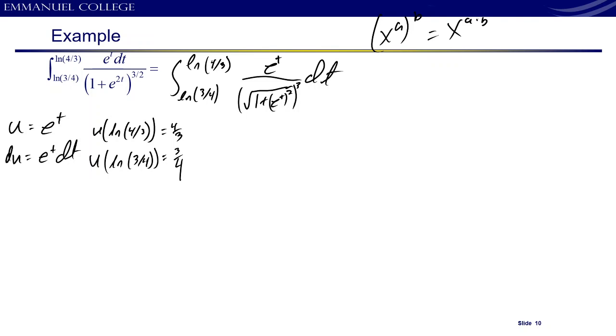So this means we don't have to go back to natural logs at the very end of the problem. But now this gives us the integral from 3/4 to 4/3 of 1, because we'll grab the e to the t dt and replace it with du, over the square root of 1 plus u squared cubed. That's all under the square root. And that's du.